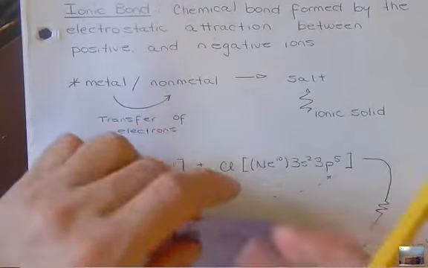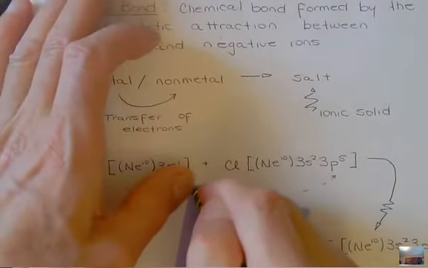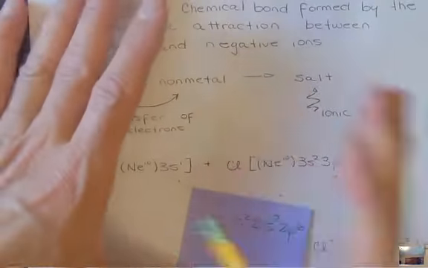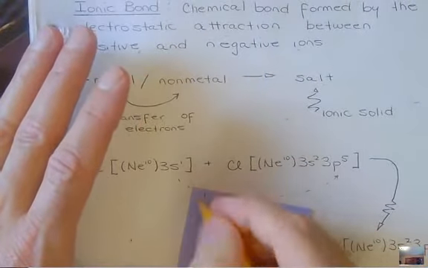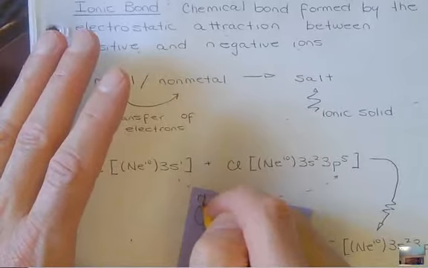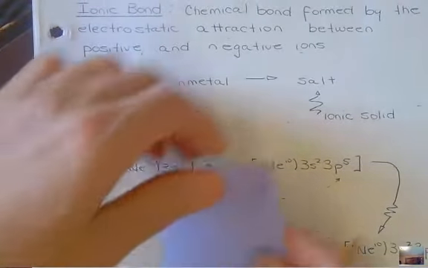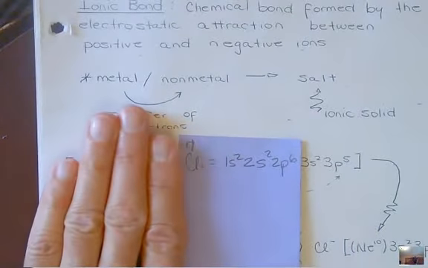If I was doing chlorine 17, here's my 17 electrons.